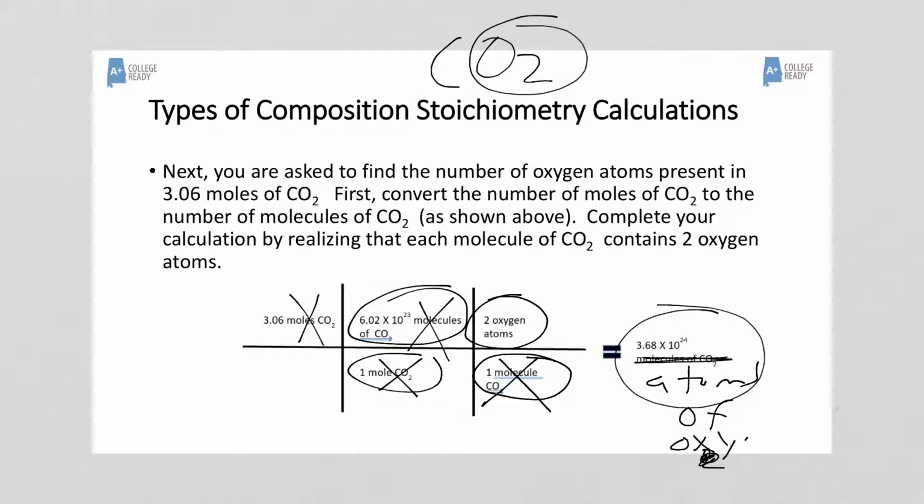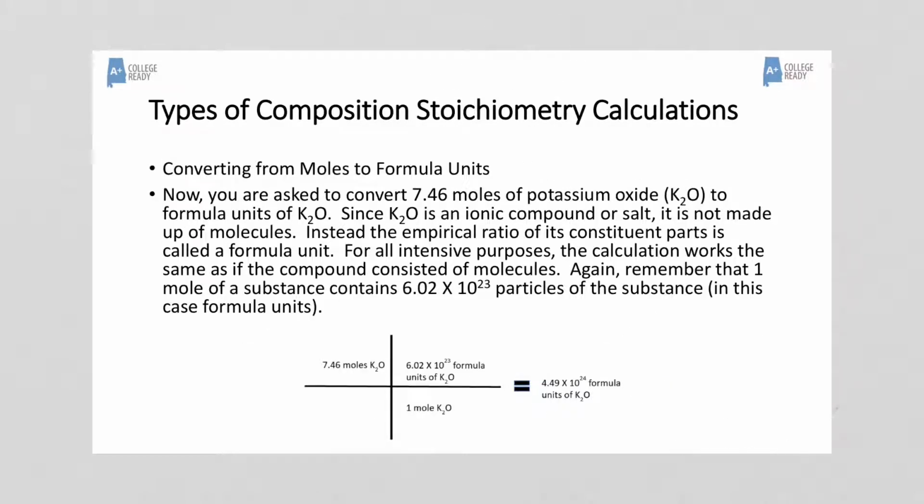And let's just write out oxygen atoms. All right, next we're converting from moles to formula units. And we're asked to convert 7.46 moles of potassium oxide to formula units. Remember that a formula unit in an ionic compound is sort of like a molecule. It just doesn't exist as its own individual particle.